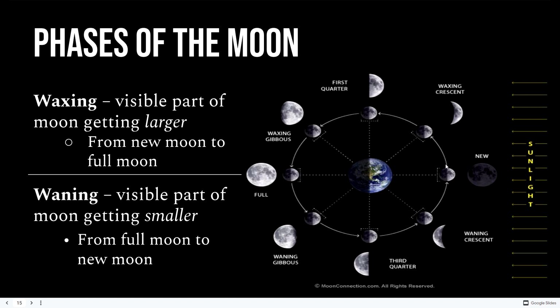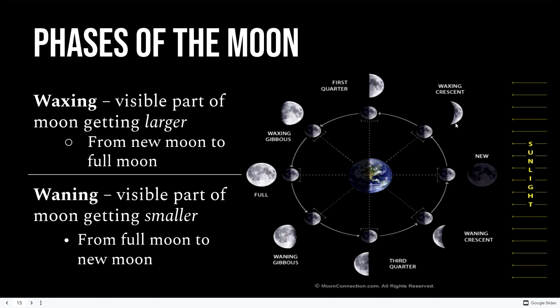So that would be a full moon. I'm sorry, a new moon. Goodness. Full moon over here where it's lit up, a new moon over here where it's completely dark. And then each of the phases in between, we get a different amount of light that we can see.